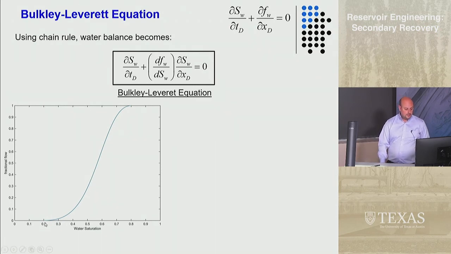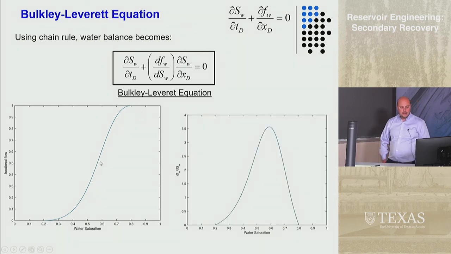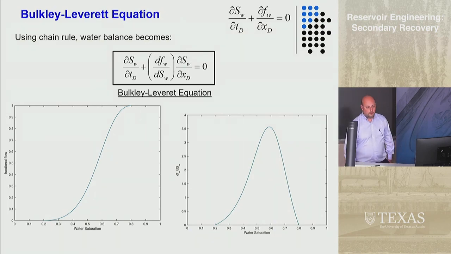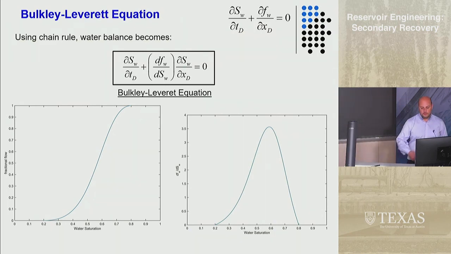And clearly the slope of this curve is 0 here, and it's 0 here, but it's much larger in between. And if you were to plot that, dFW dSW, or FW prime, versus water saturation, you'll get something that looks like this. And so we're going to evaluate this dFW dSW at a specific water saturation. So let's say water saturation was 0.4. You come up over here, and it looks like dFW dSW is about 1, right? Or if you're here, at 0.5, it looks like it's close to 2. We'll learn how to do that more. We'll be using that, especially next week.